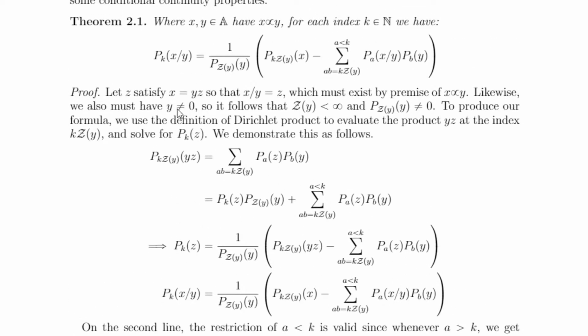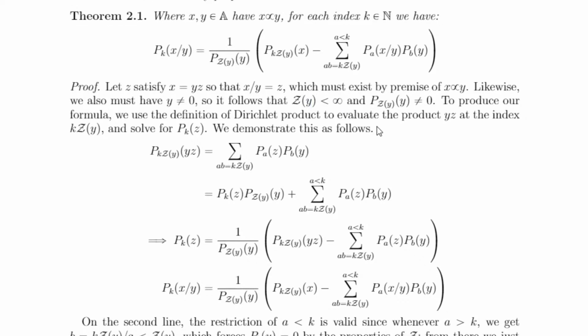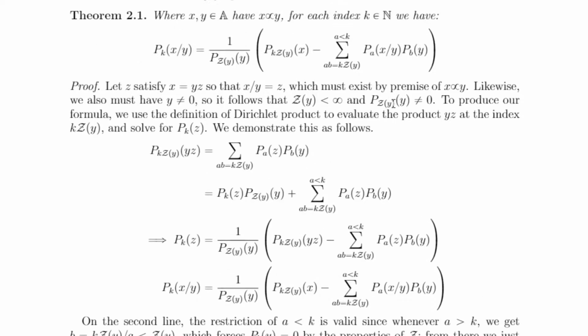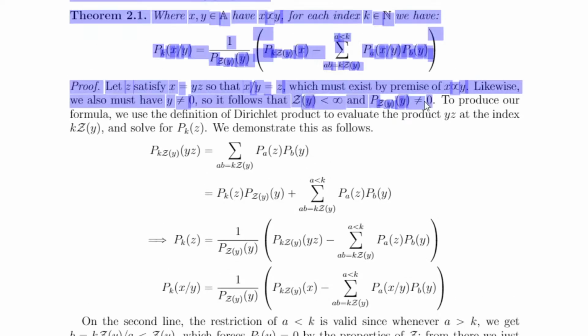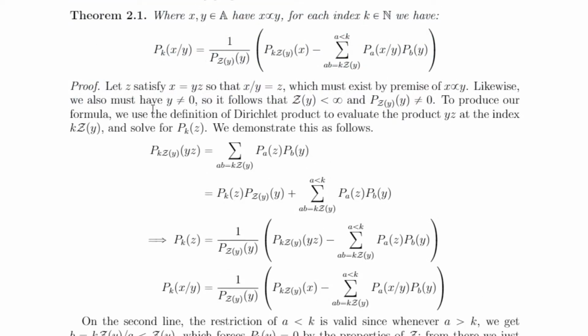We also have to have y as non-zero. So like we observed before, z of y is finite. It's less than infinity. And we also have this projection p of z sub y is non-zero. So in order to produce this whole formula, which is what we want, this inductive way to calculate cancellation, we're going to use the definition of Dirichlet product.